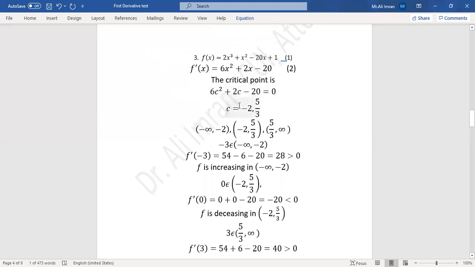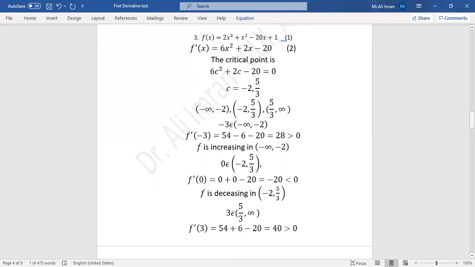If we find the value of c, we simply get c equal to minus 2 and 5 by 3. With the help of these critical points, we will construct different intervals: minus infinity to minus 2, minus 2 to 5 by 3, and 5 by 3 to plus infinity. Now we will check whether the function is increasing or decreasing in each interval by taking a test value. First, we will take minus 3 from the first interval, minus infinity to minus 2. We put this test value in the derivative.